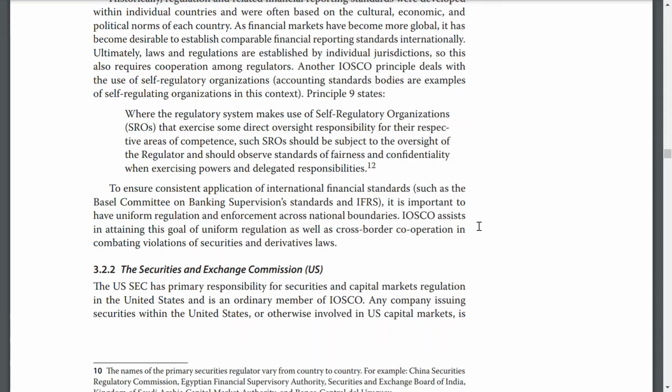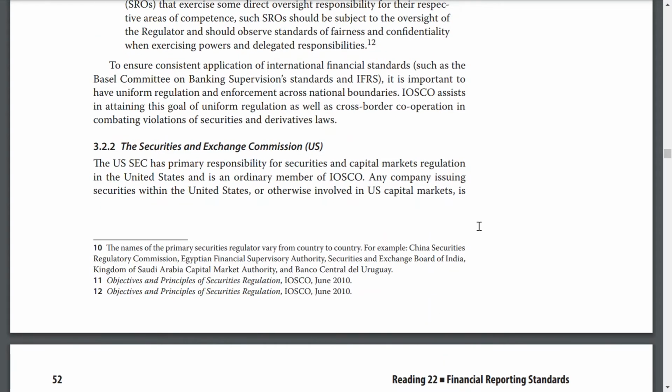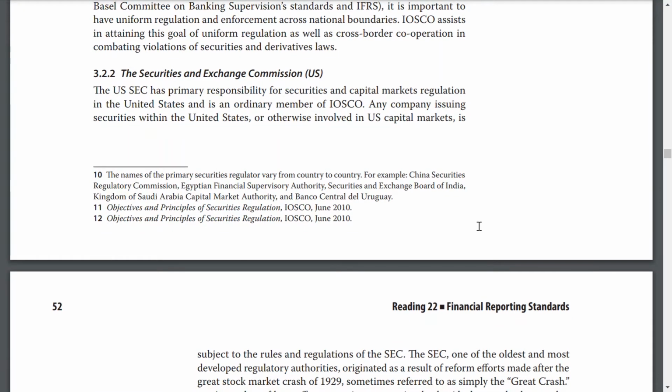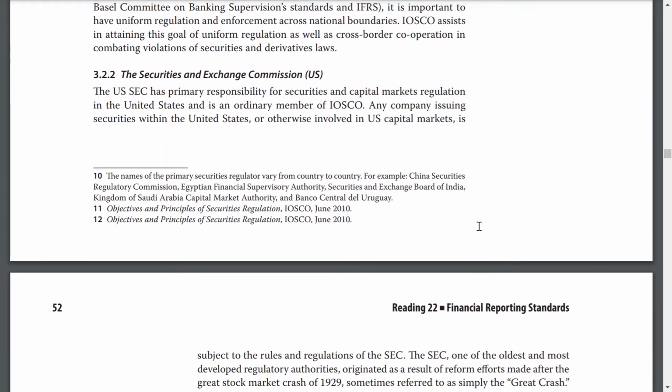The U.S. SEC has primary responsibility for securities market regulation in the United States and is a member of the IOSCO. Any company issuing securities in the United States or otherwise involved in U.S. capital markets is subject to the rules and regulations of the SEC.